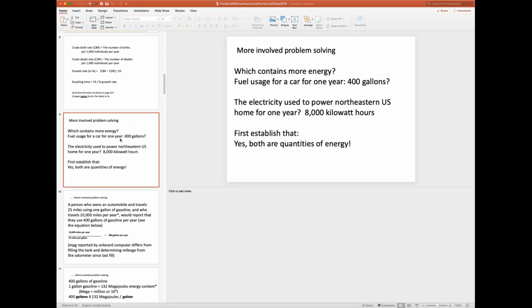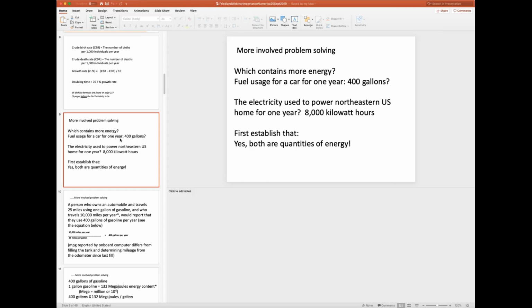But what I'd like to spend the bulk of the time on is more involved problem solving. And this is an example that I made up based on interests of some of my undergraduate students, who maybe are interested in automobiles or home electricity use. And so I asked my students to do things like calculate for their families how much electricity their house uses in a year, or maybe they get that from an electric bill, or estimate how much fuel, if they own a car or somebody in their family owns a car, they use.